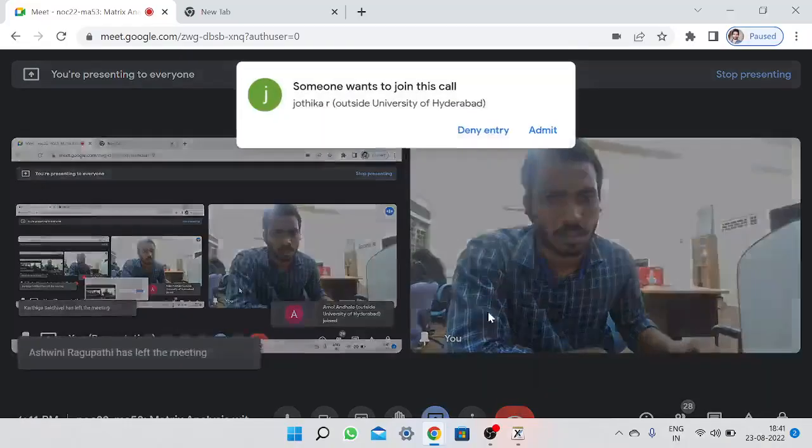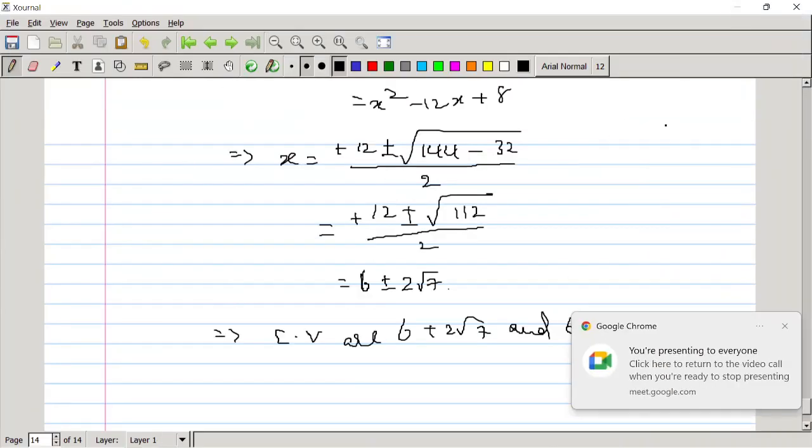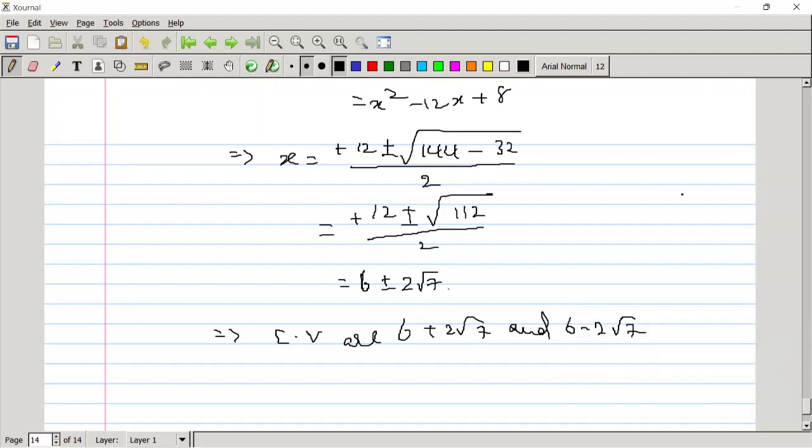Sir, how did you write square root of 112? Square root of 112 is what? It's 23 into 4, square root of 4 is 2, that you are taking outside. But 23 into 4 is 92 only. Then it is 16 into 7, root of 16 into 7, root 16 means 4, so 4 root 7. Yes, okay.